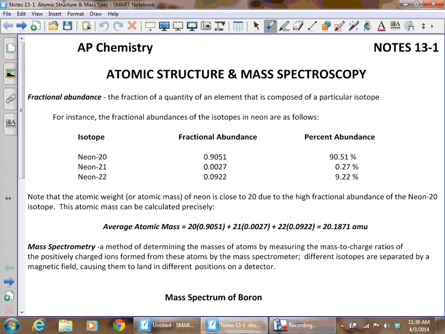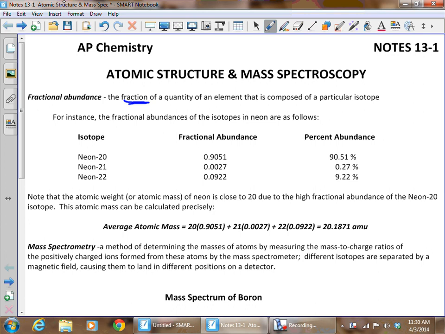Atomic structure and mass spectroscopy. When we analyze the amount of different isotopes that make up a particular element, we talk about them in terms of their fractional abundance. Fractional abundance is just the fraction of a quantity of an element that's composed of that particular isotope. It's really the percentage without the times 100.